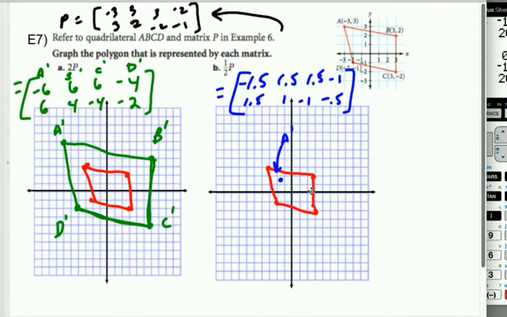I have a 1.5, 1. That'll be my B prime, right? I have a 1.5, -1, and I have a -1, -1/2. And what you'll see is this is half the size, right? And I didn't really label my A prime, B prime, so that's B prime there in blue and C prime and D prime, right? But you can see that it's half as big, right? And that's what happened by multiplying by half.